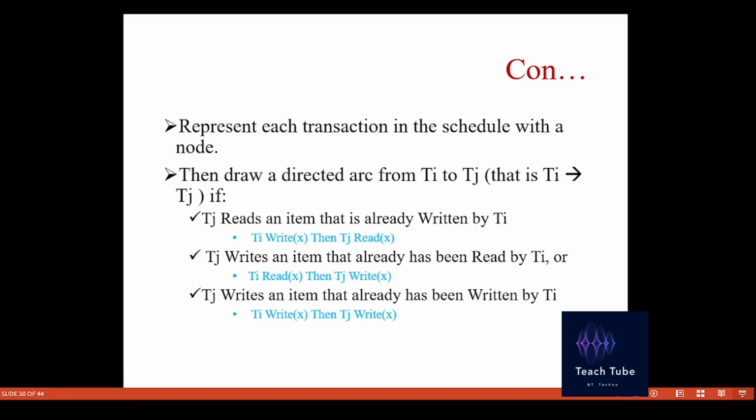Each transaction in the schedule is represented as a node. We draw an arc from Ti to Tj when Tj reads an item that is already written by Ti, that is, Ti writes X, then Tj reads X. Or when Tj writes an item that has already been read by Ti, that is, Ti reads, then Tj writes. Or when Tj writes an item that has already been written by Ti, that is, Ti writes, Tj also writes.